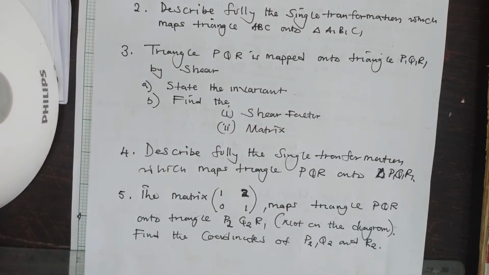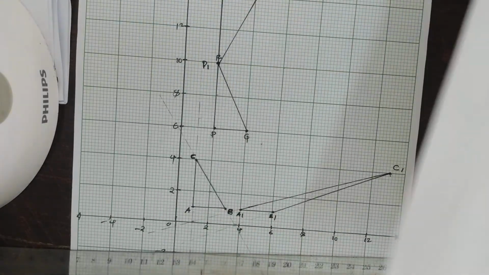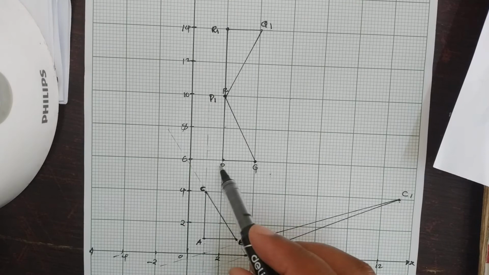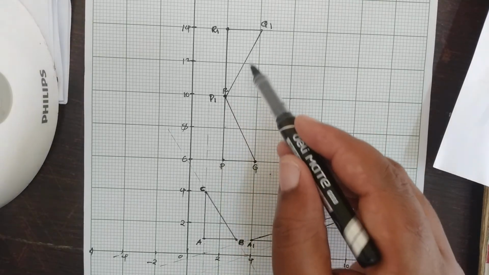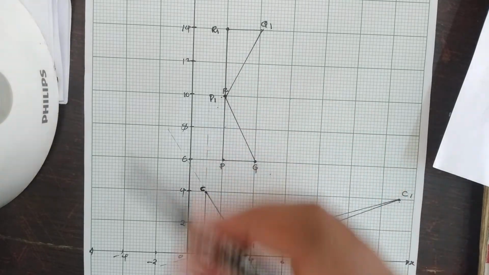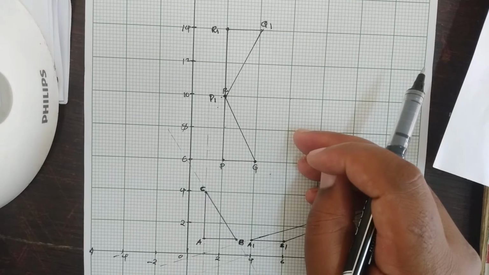Triangle PQR is mapped onto P1, R1, and Q1 by a shear. State the invariant line. So we must look at these triangles. You have PQR, then P1, Q1, and R1. Now, when you look at these two, if you are not careful, you might think it is a reflection. No, don't be mistaken. It's not a reflection.